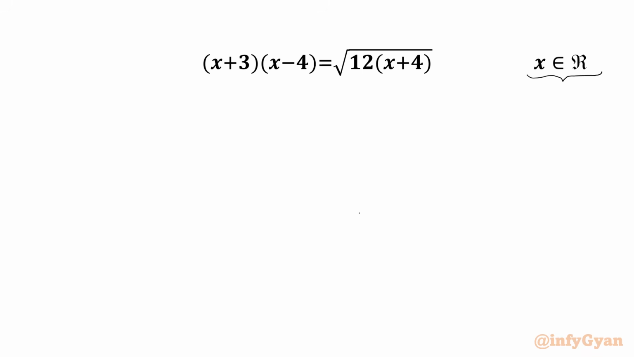If I plug in x equal to minus 3, then LHS will be 0 and RHS won't be 0. So we can write here x cannot be minus 3. If I am plugging x equal to 4 or minus 4, one side will be 0, the other side will be non-zero. So we can write here x cannot be negative 3, x cannot be plus minus 4.